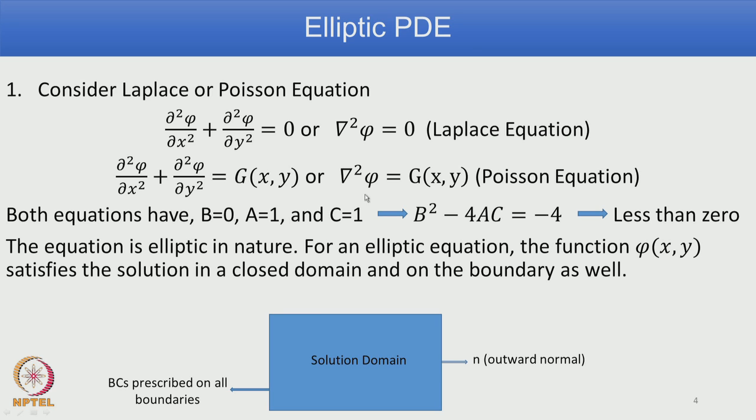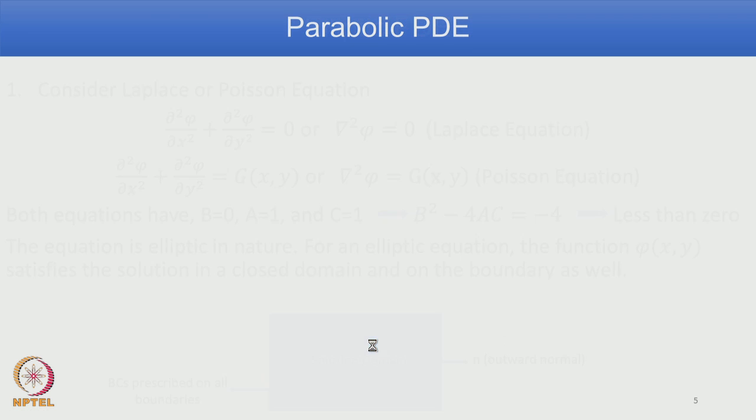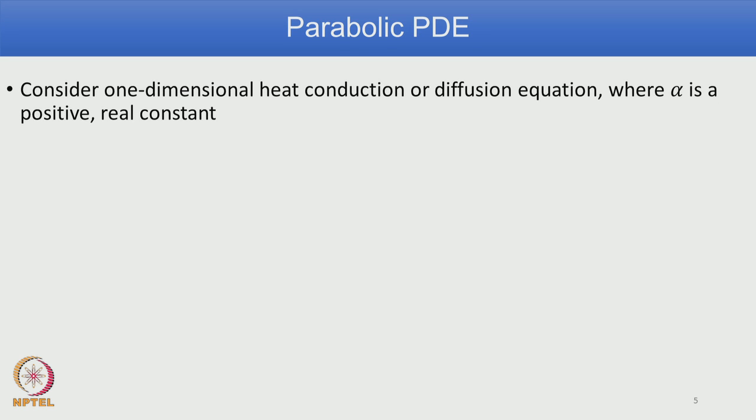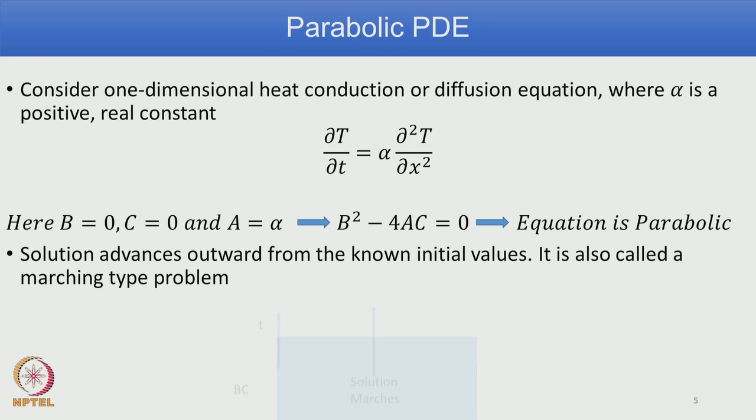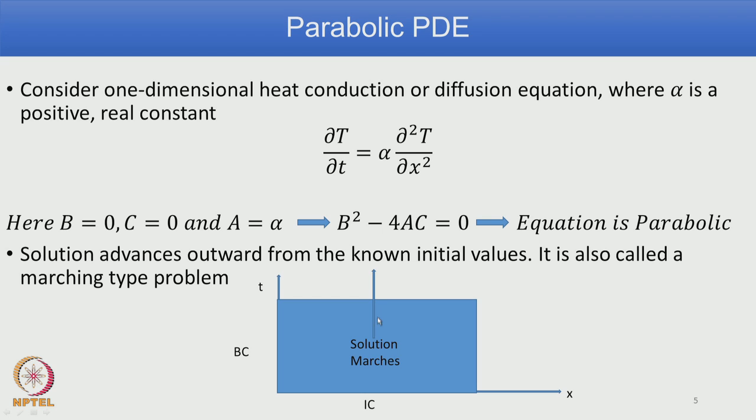We had seen elliptic PDE by taking the example of the Laplace equation and Poisson equation, and then we observed the solution propagates in all directions in the solution domain. And we did parabolic PDE by taking the example of the one dimensional diffusion equation, and we noticed that the solution advances outward from the initial value, which is the IC, and propagates in one direction outward. Such a problem or solution is called a marching type problem or marching type solution.